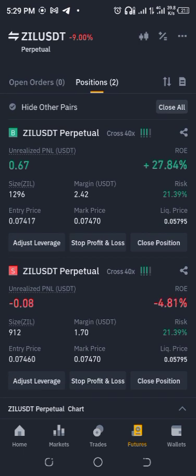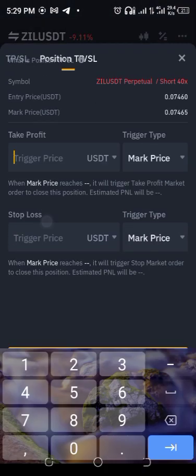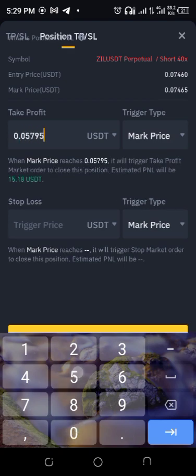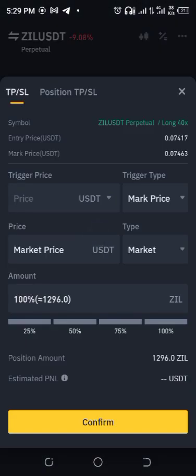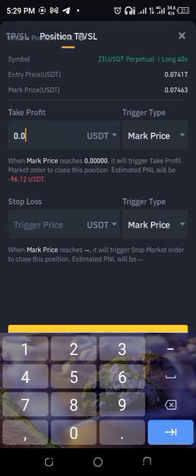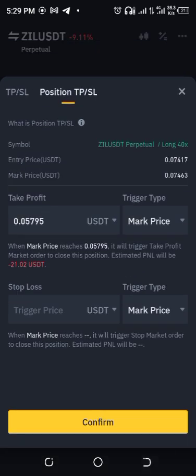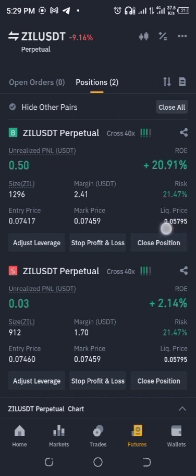Let me show you again. Now let's assume we want to close this position at 0.05795. 0.05795, 15.18. Let's close this one at that price and see. 0.05795. Okay, 21 USDT. Okay, this one should be correct. I was wrong the other time. This is 21 USDT. That means if it gets to this liquidation price, here I'll be having minus 21 USDT. Here I'll be having minus 15 USDT.